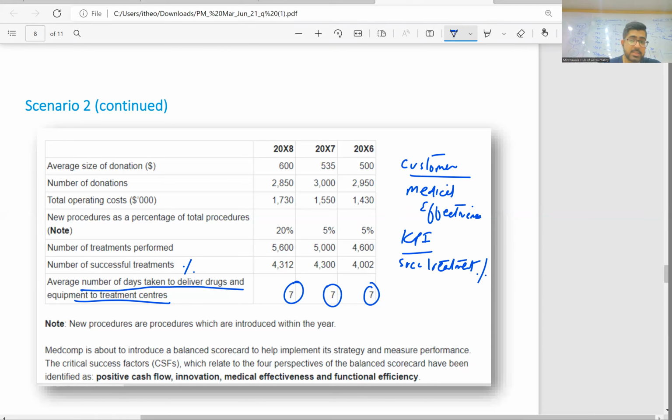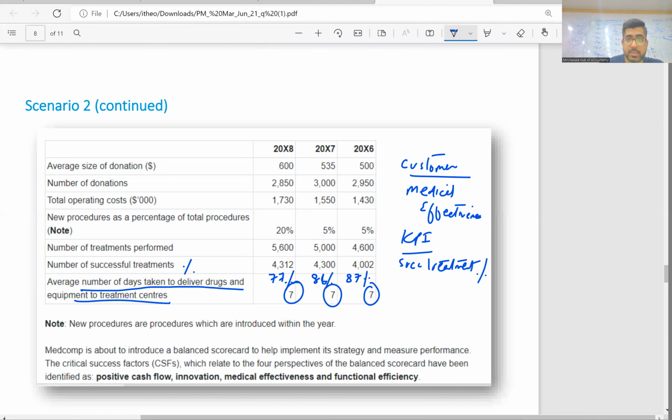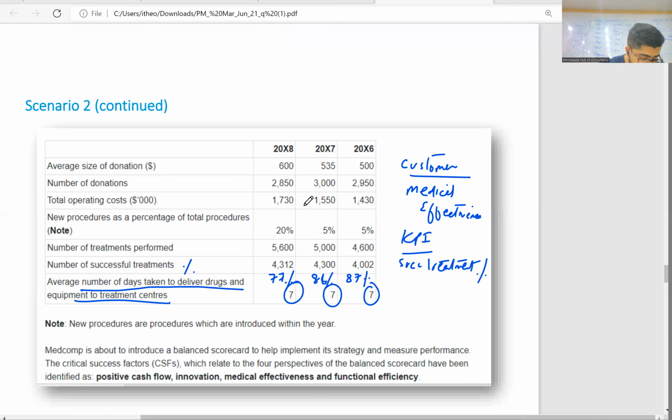And how will you analyze performance? Because using this KPI, it says first identify the KPI and use it to measure performance from 2006 to 2008. So let's have a look at successful treatment percentages in 2006 to 2008. 4,002 successful treatments out of 4,600, 87%. 4,300 successful out of 5,000, 86%. And 4,312 out of 5,600, 77%. So as far as effectiveness is concerned, it seems to be on a decline. In 2006, it was 87% successful, then 86% successful.